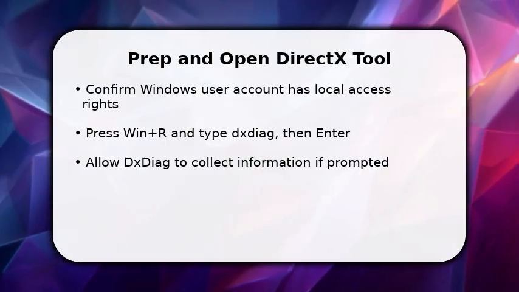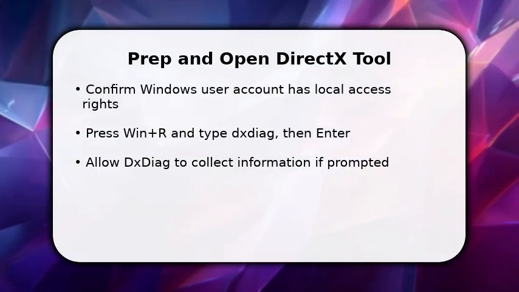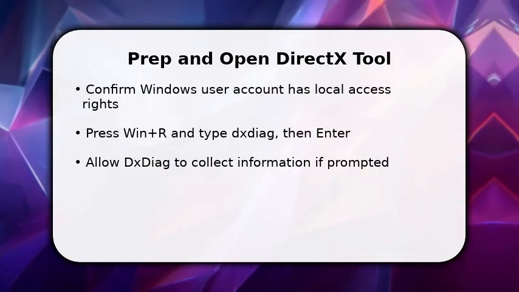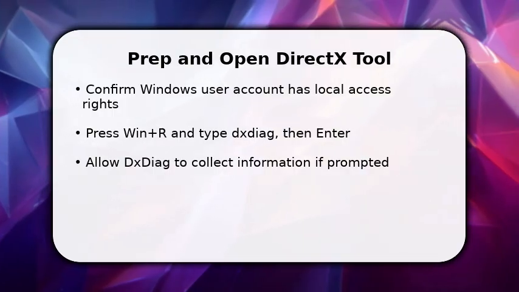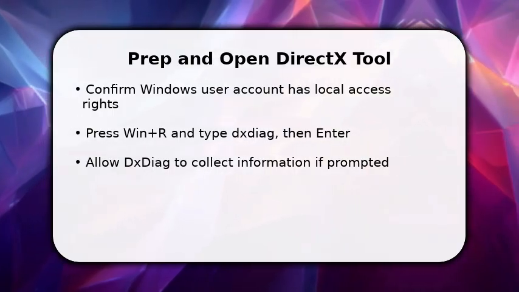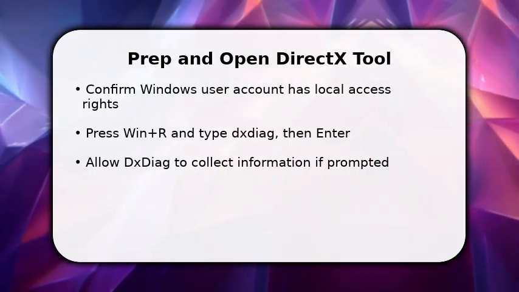You start by confirming you have local access rights and that Windows is running normally. Next, press the Windows key plus R to open Run, type dxdiag and press Enter. If Windows asks to check drivers or collect information, allow it. This ensures DirectX can gather accurate graphics and audio data.